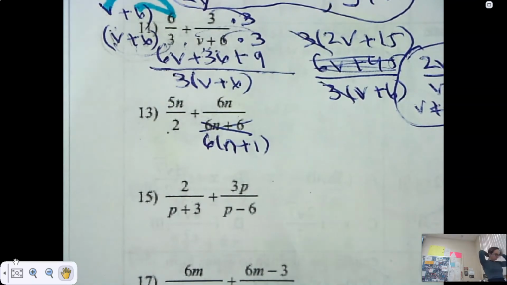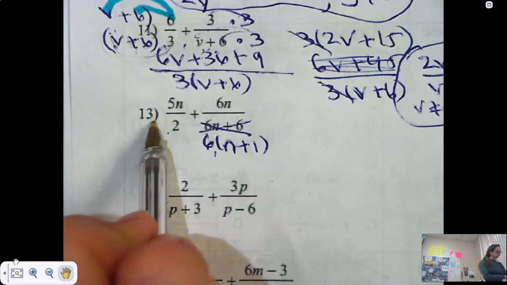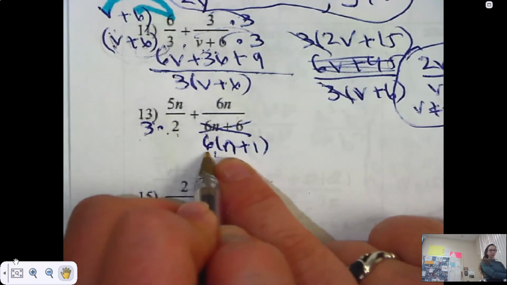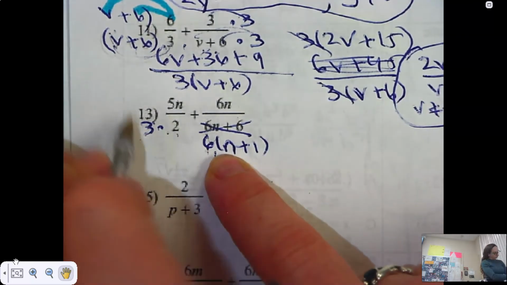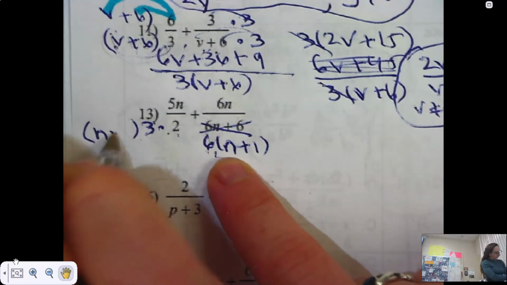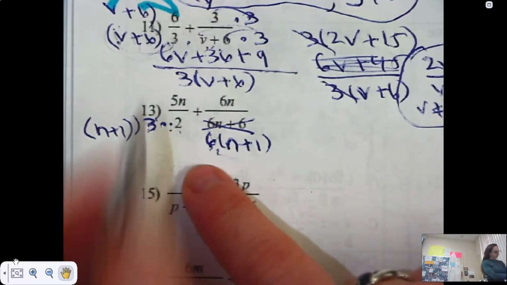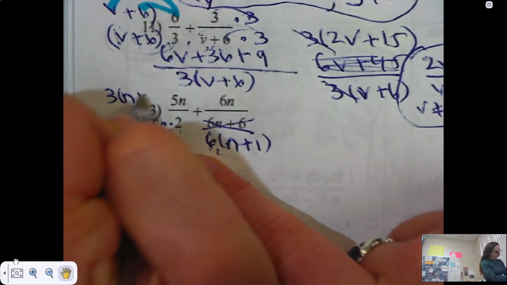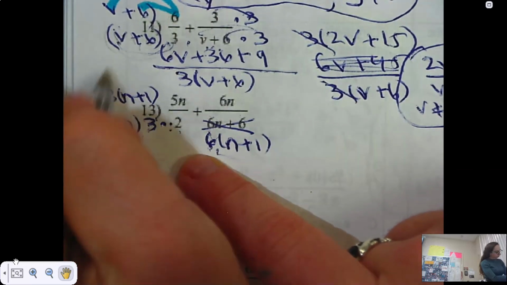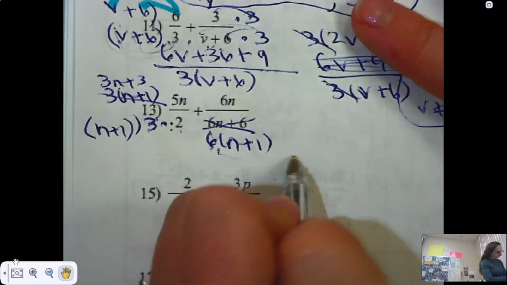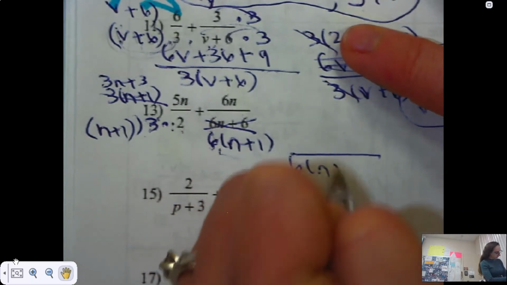Now, what that means is I don't go, hey, this has a 6, this needs a 6. If I multiplied this by 3, what is 3 times 2? 6. Oh, it's being multiplied. So really, I'm multiplying by 3, n plus 1. 3 times 2, 6, n plus 1. So that means I'm really multiplying this by 3, n plus 1, which is really 3n plus 3. So now I rewrite the bottom, 6n plus 1.